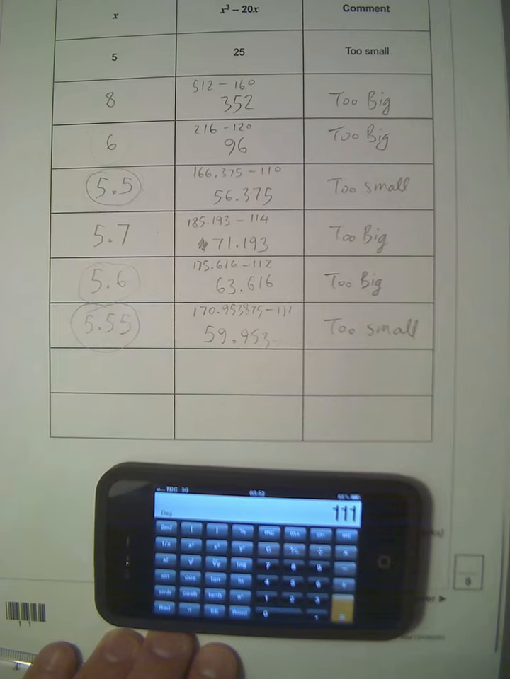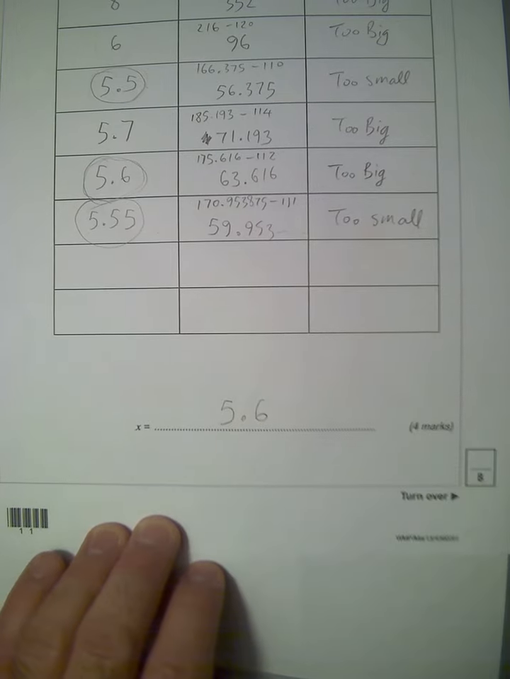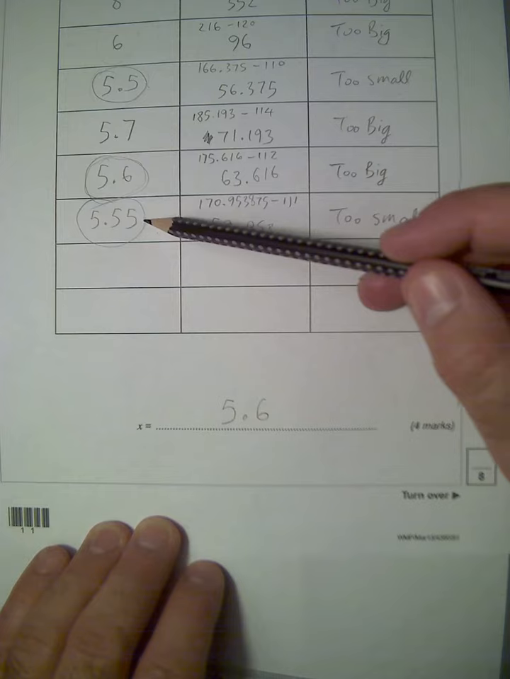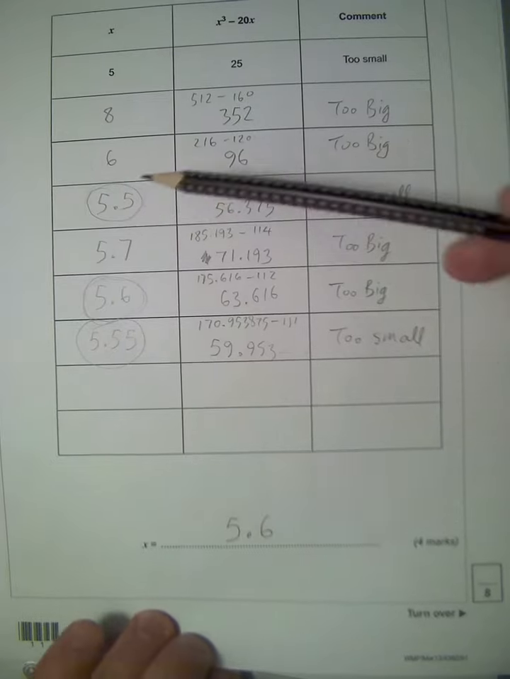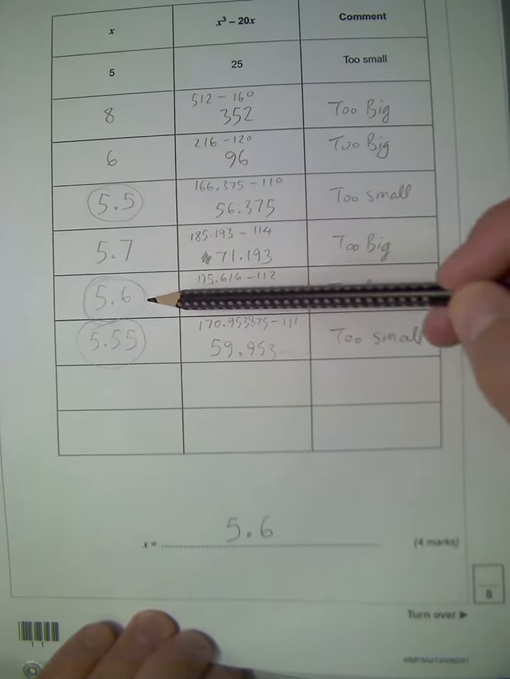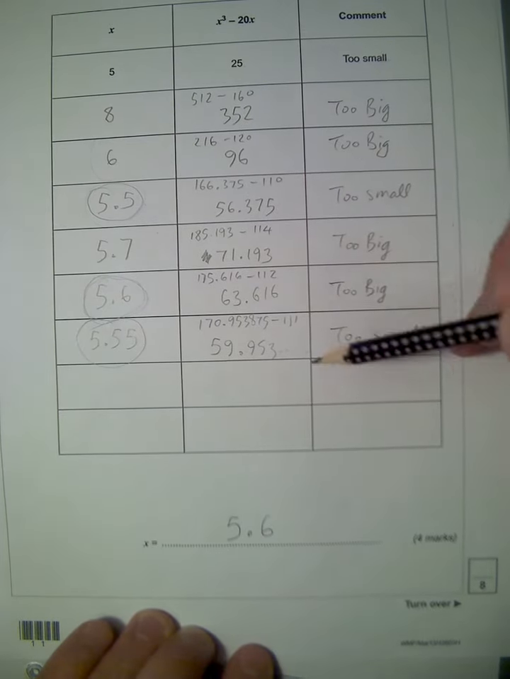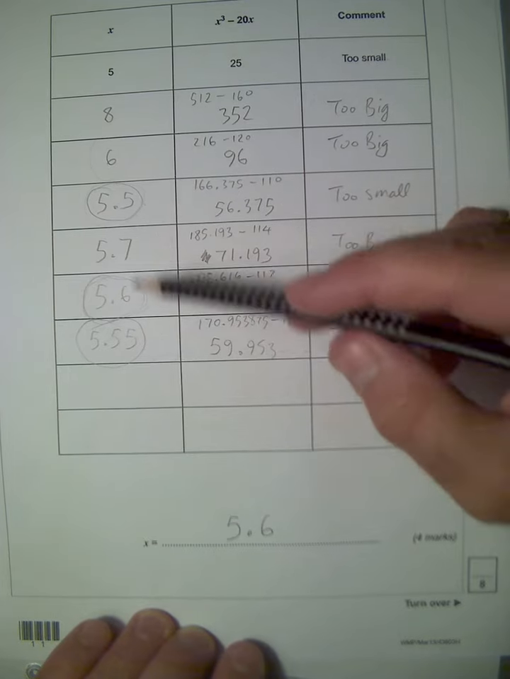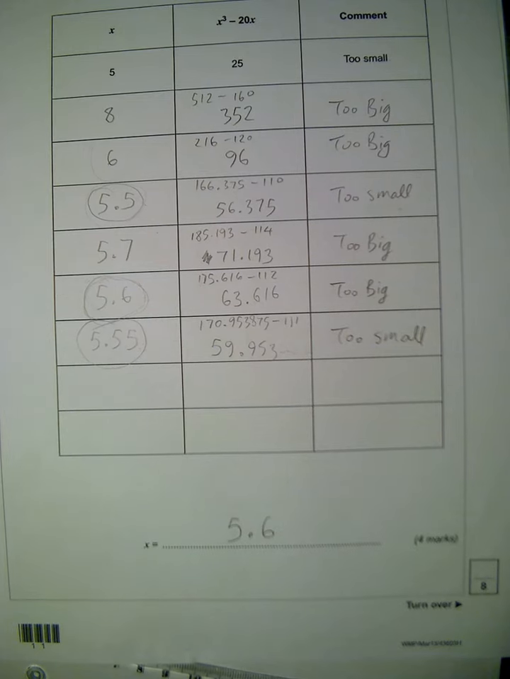So 5.55 gives you something that's too small. 5.6 gives you something that's too big. So to one decimal place, the correct answer is closest to 5.6. But it's important that we go to that second decimal place to be sure whether the correct answer is nearer to 5.5 or 5.6. It's not correct to try and look at these numbers and figure out which one's nearer to 60. You have to go to the second decimal place with the x to be sure of the x to the first decimal place.